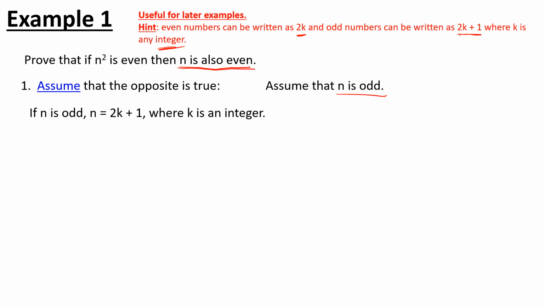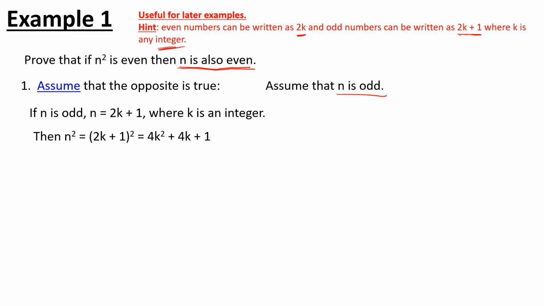Well, if n is an odd number, then that means that it can be written as 2k plus 1, where k is any integer. Now in the statement it said that n squared was even, so let's now work out what n squared would be. So we're saying that n is 2k plus 1, so n squared would be (2k plus 1) squared. Which if we square out that bracket using FOIL, we get 4k squared plus 4k plus 1.